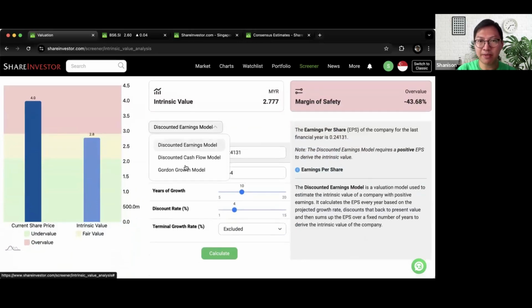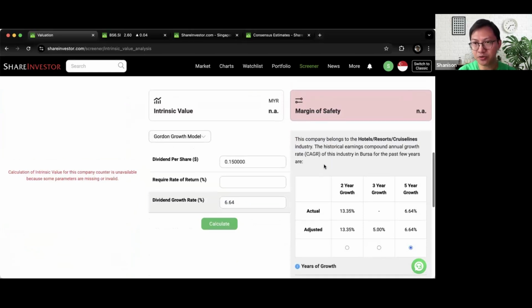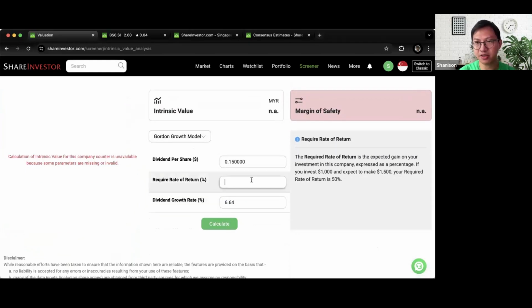And for other models, you can check them out as well. This one is the dividend growth discounted model, but you must assume all these ratios as well.